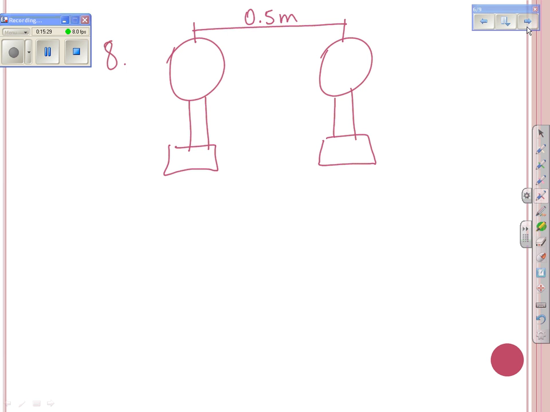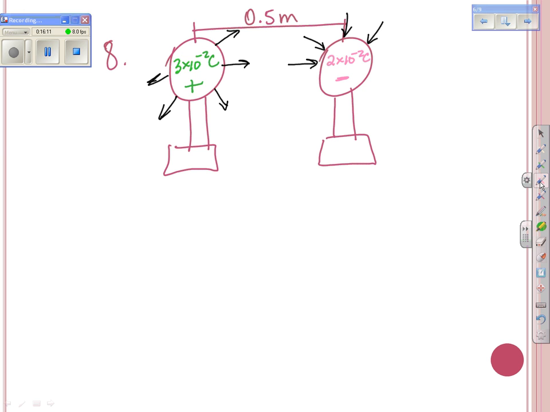We are also told that one of them is charged with, and I'm going to make the left-hand one, 3 times 10 to the negative 2 coulombs, and it's positive. The other one is 2 times 10 to the negative 2 coulombs, but it's negative. You'll remember electric field lines say that positives go out, or away, and negatives go in.